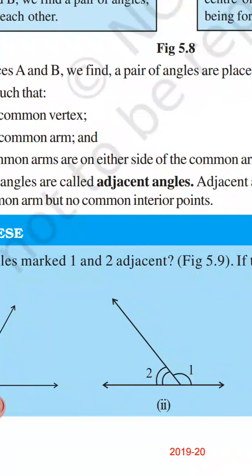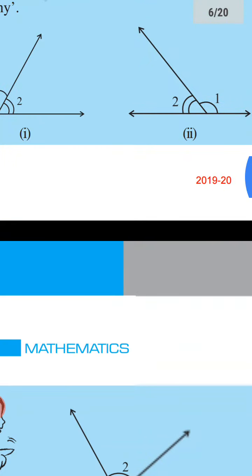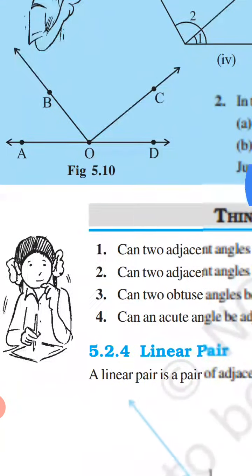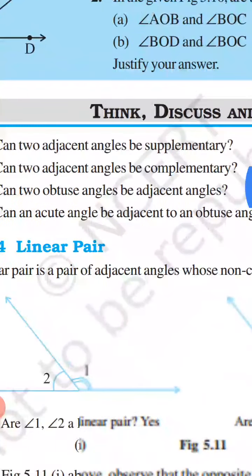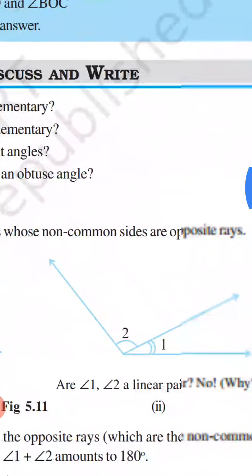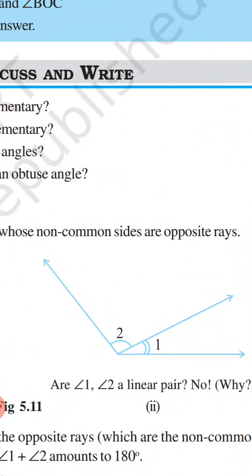You see here, 1 plus 2, both are adjacent angles and their sum is 180 degree, because this lower line is a straight line, so both angles form a straight angle. So 1 plus 2 is 180, it is called a linear pair. Now you can see here, 1 and 2 is a linear pair. Here angles 1 and 2, the sum is not 180, so it is not a linear pair.